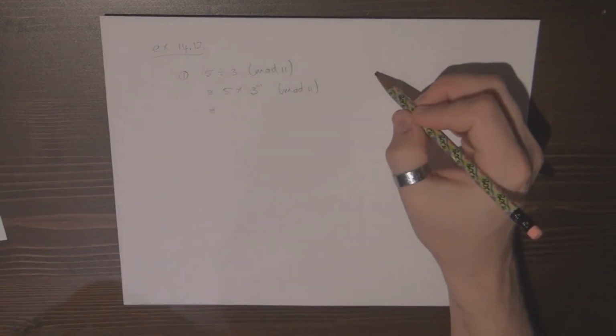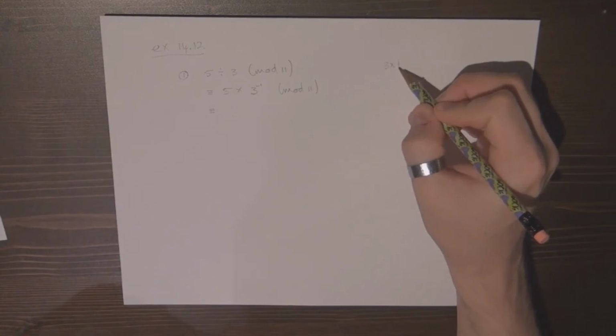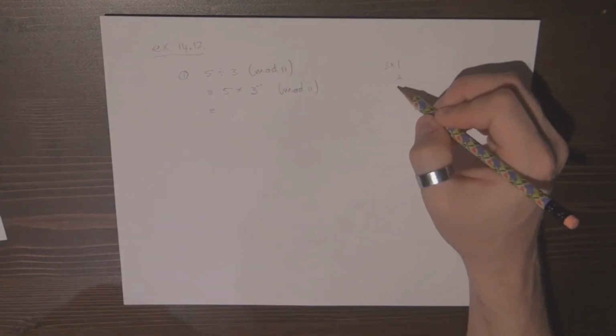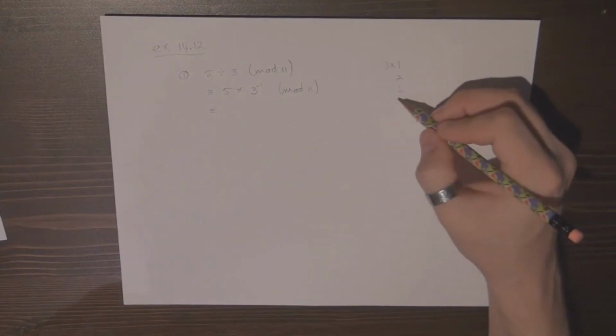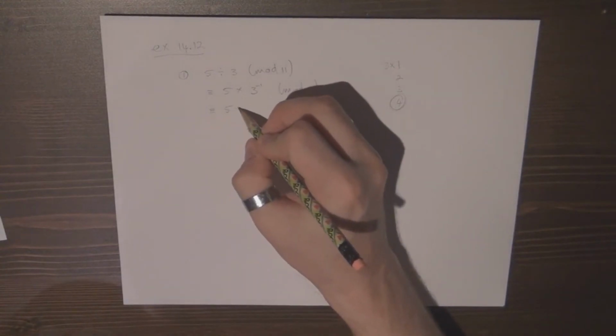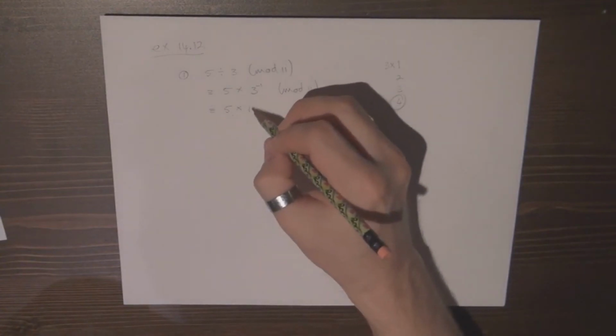I'll do it on the side here. 3 times 1 is not 1. 3 times 2 is 6. 3 times 3 is 9. 3 times 4 is 12, which is 1 mod 11. So the multiplicative inverse of 3 mod 11 is 4.